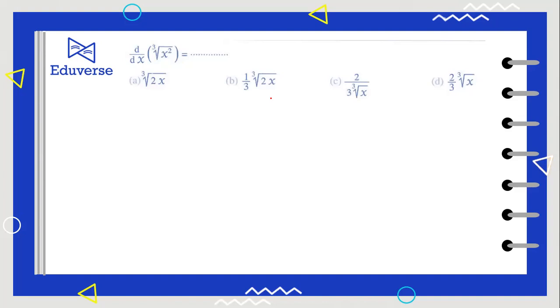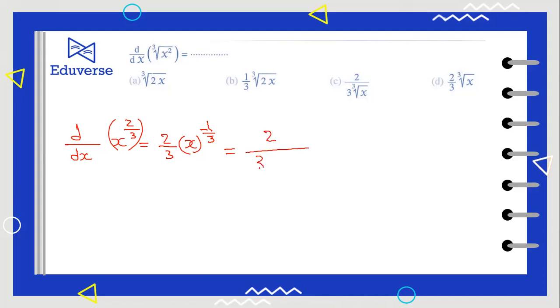Derivative of cubic root of x squared. Firstly, I can write cubic root of x squared as a fractional power, 2 over 3. The power stays as it is and the degree of the root goes in the denominator. Make a derivative. 2 over 3 forward the number and x to the power 2 over 3 minus 1. So subtract 1 from the power. Negative 1 over 3. Simplify it.